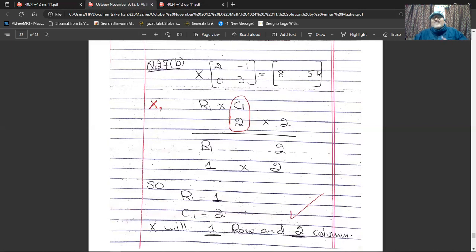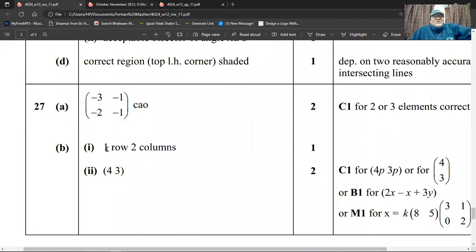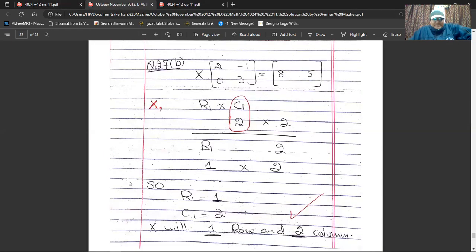So it has one row, so that number is 1. So it means that X has one row and two columns. This C1 is equal to this, R1 is equal to this. So the matrix X has one row and two columns. It's a little tricky thing. So one row, two columns. That's the answer, sir. And this is how we came to know without doing anything.